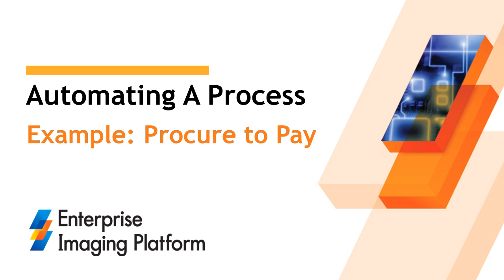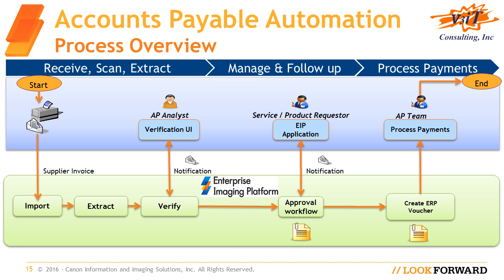So what is it that we are offering as a solution? The whole procure-to-pay process can be automated, and that is essentially the solution that we have brought to the table here. The Enterprise Imaging Platform, EIP for short, along with the SAP integration, does exactly that. How does it do it? Basically, you can receive, scan, and extract the invoice or the incoming document.